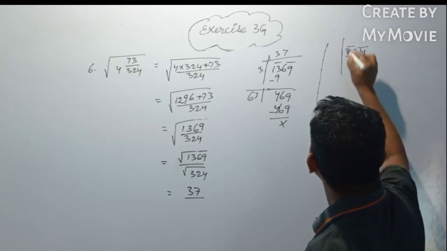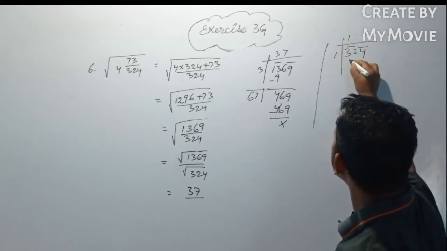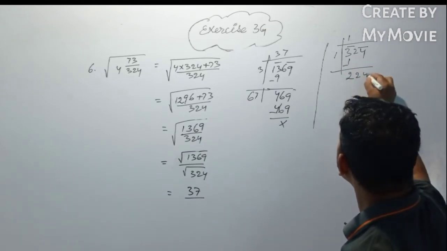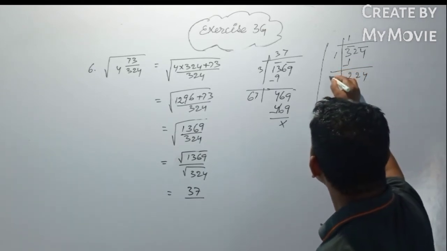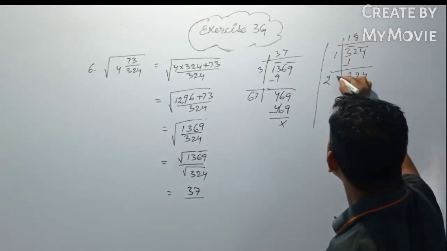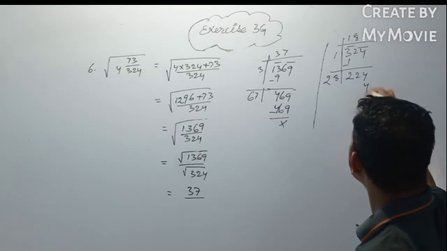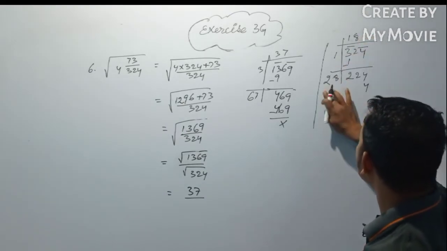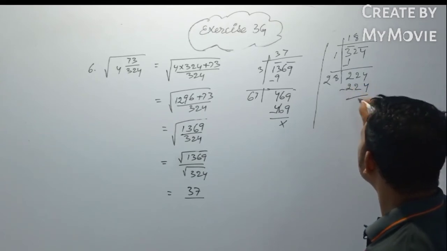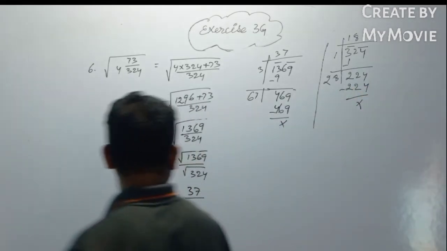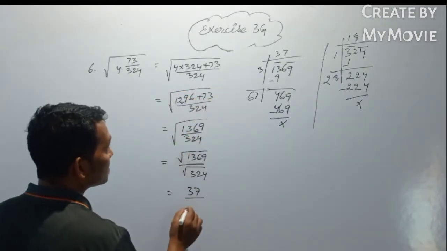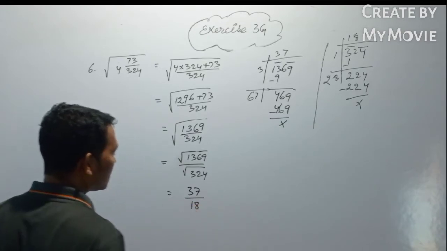324. 1 1 is 1. 3 minus 1 is 2. 2 to 4. Then 1 plus 1 is 2. Now 8 8s are 64. 8 2s are 16. 16 plus 6 is 22. So the square root of 324 is equal to 18.